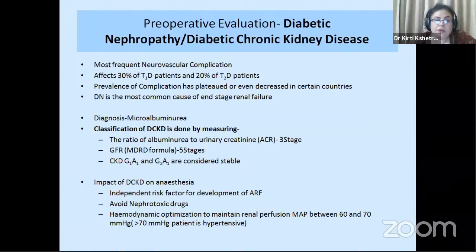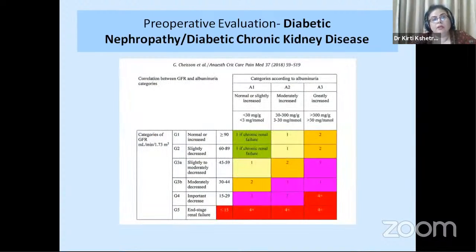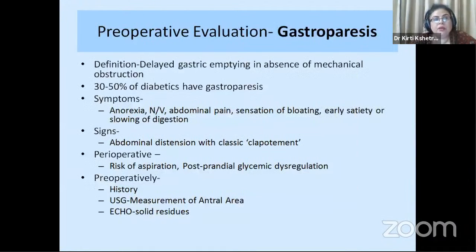Now, what is the impact of diabetic CKD on anesthesia? It is an independent risk factor for development of ARF. We have to avoid nephrotoxic drugs perioperatively, and hemodynamic optimization is required to maintain renal perfusion. This is the basic classification that they have given.